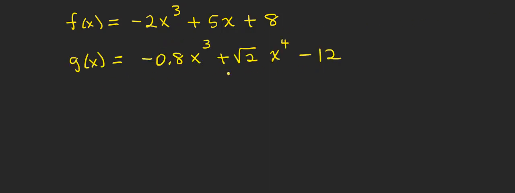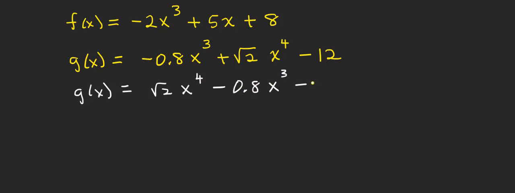Now, g of x is not in standard form because x to the 4 is greater than 3, so you have to rewrite this as g of x equals radical 2 x to the 4 minus 0.8 x to the third minus 12. Now this is in standard form. What is the leading coefficient? The leading coefficient is radical 2. And what is the degree? The degree is 4. And what kind of polynomial is this? This is quartic because the degree is 4.